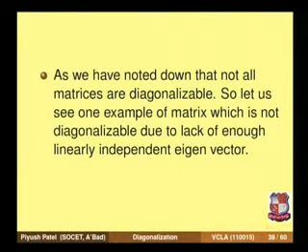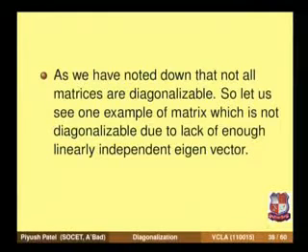Now, that is the third case. As I told you, not all matrices are diagonalizable. Why are some matrices not diagonalizable? Just because of a lack of enough linearly independent eigenvectors. That is, if the matrix has fewer than n linearly independent eigenvectors, in that case the matrix is not diagonalizable.